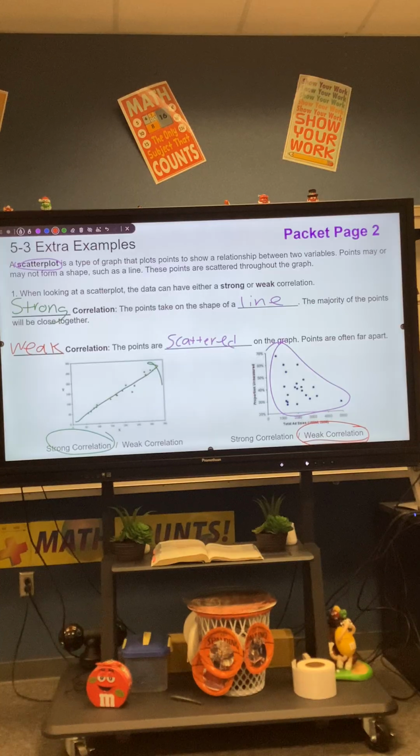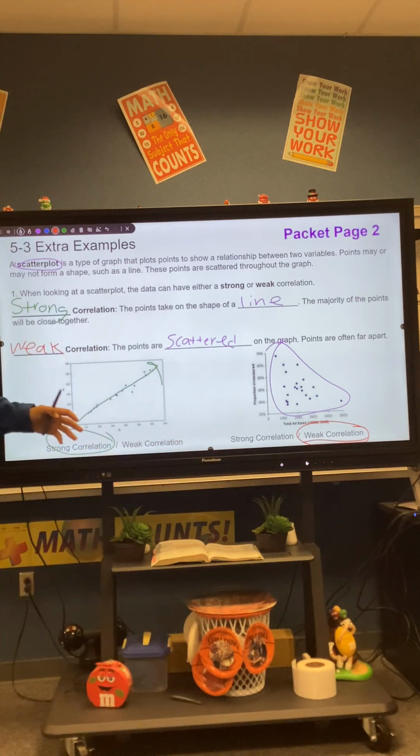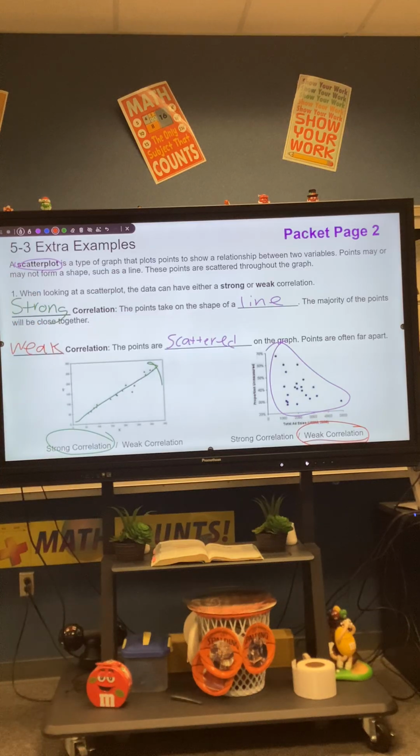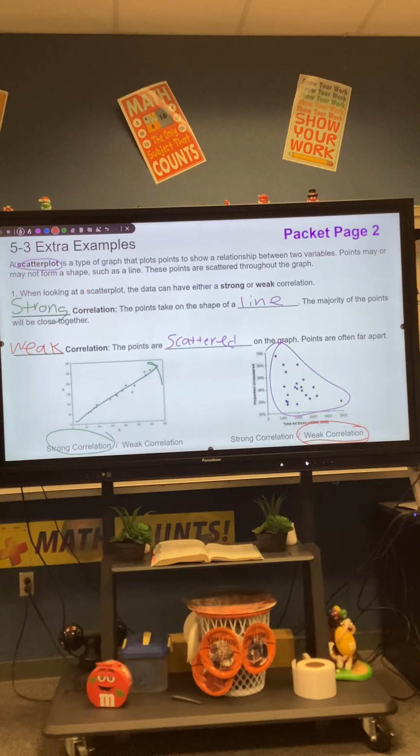The tighter we are together, right? The closer we are together, the harder it's going to be for that person to run through us. But if we're all spread out and we have a bunch of gaps, that's a weak connection. It's easier for that person to run through. It's kind of the same idea with the points, right? The closer together the points are, the stronger the correlation is. The farther away they are from each other, the weaker it is. And that's why when you have a strong correlation, a lot of times it ends up forming a line. Make sense? Makes sense to me.